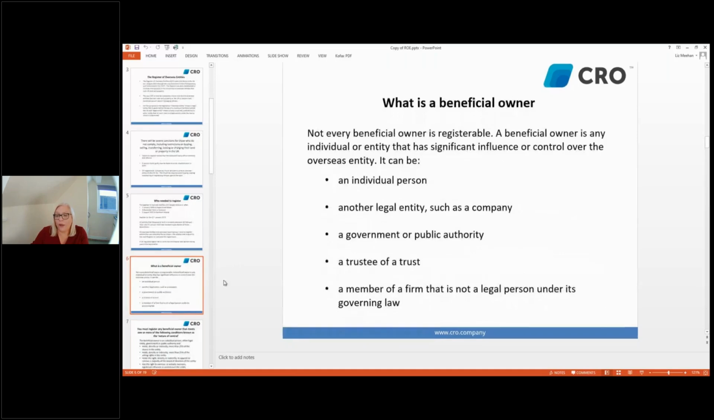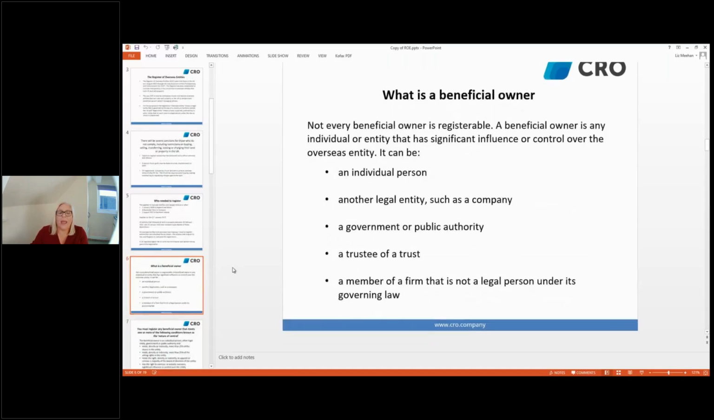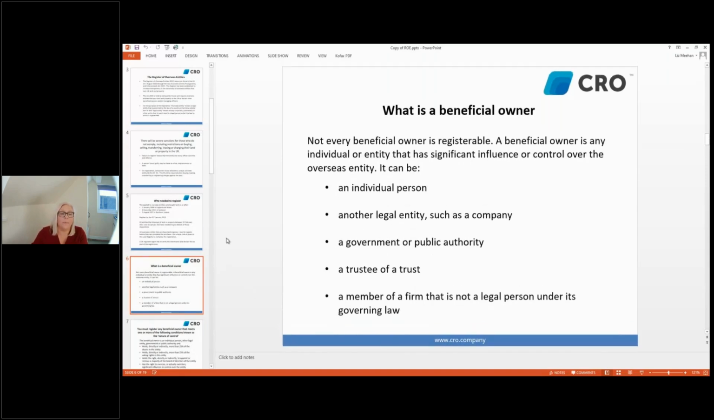So for the overseas entity, it's important to establish who the beneficial owners are. So what do we mean by a beneficial owner? On the register, we have to submit who are registrable beneficial owners, but not every beneficial owner will be registrable. And on the next slide, we'll look at who would be a registrable beneficial owner.